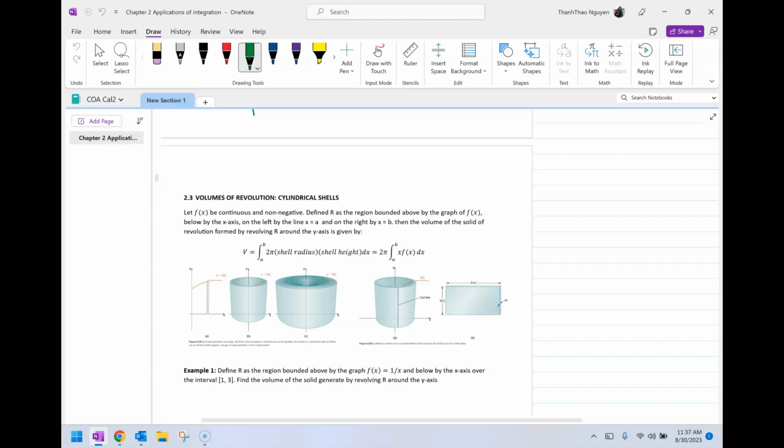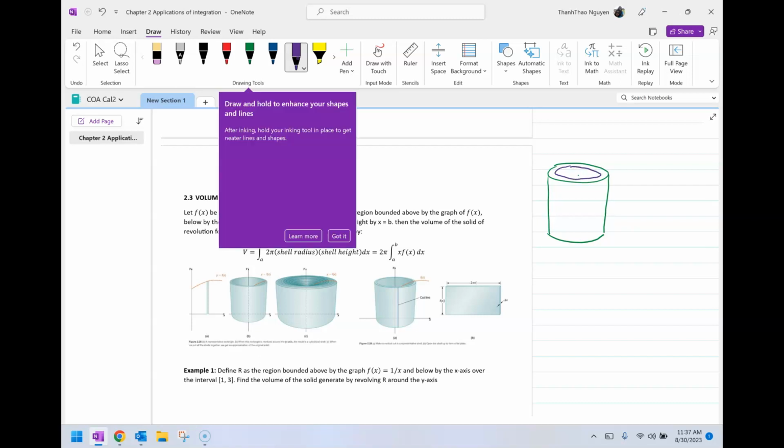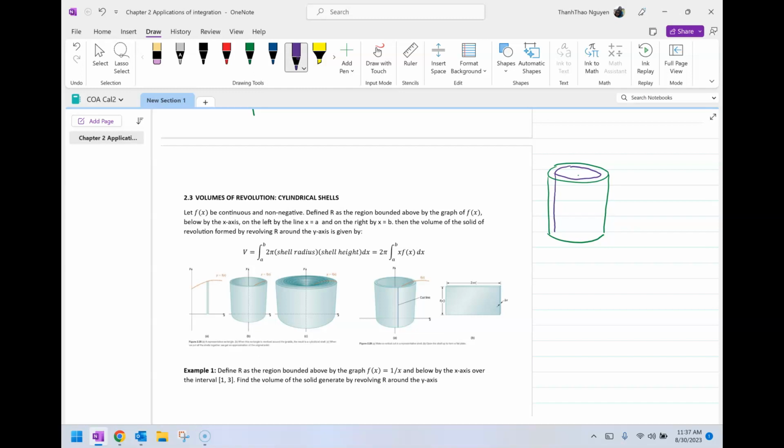Let's say you have a cylinder, okay? And you slice the cylinder into rings. Think of an onion. You slice it into rings. Then we can calculate the volume of each of these rings.